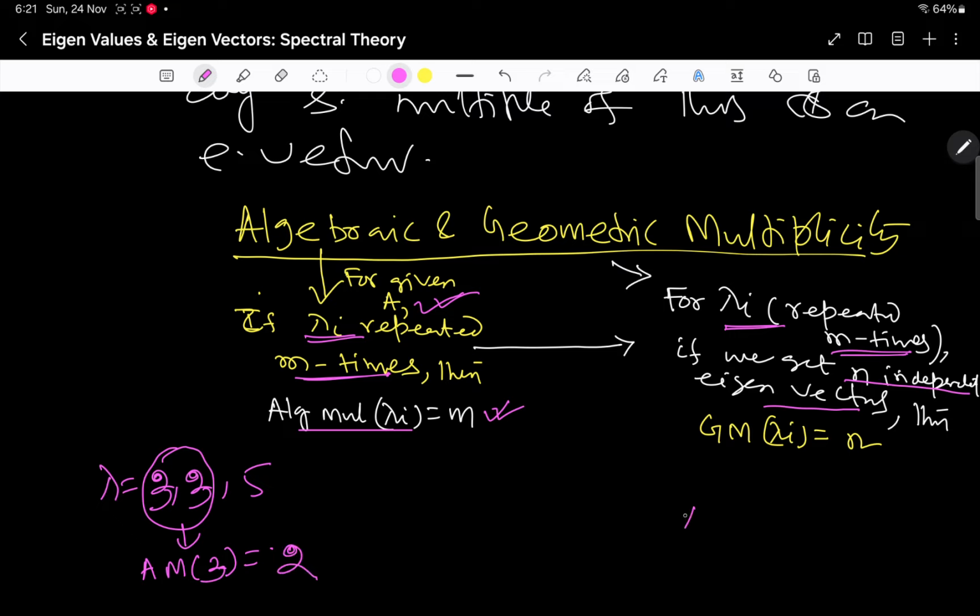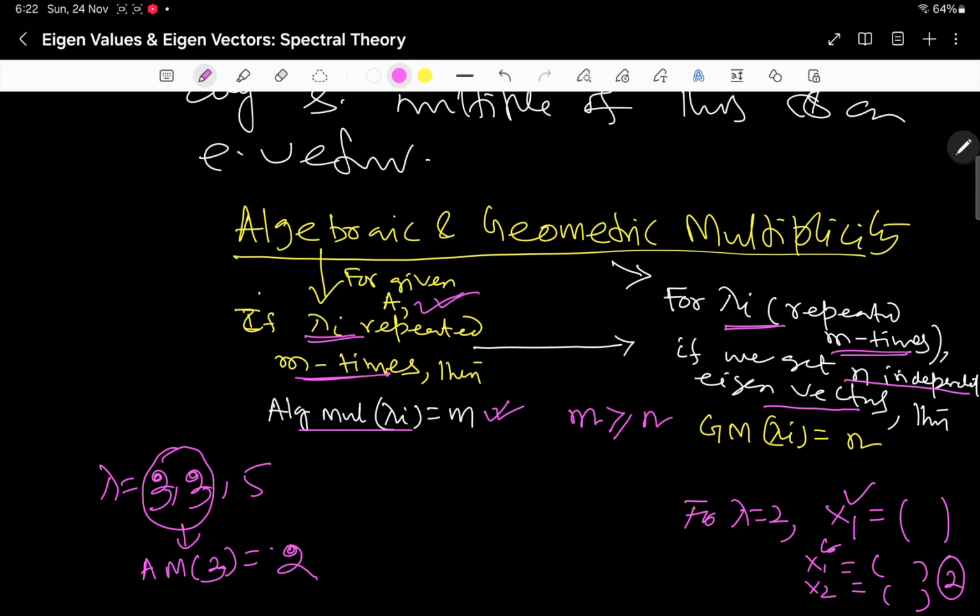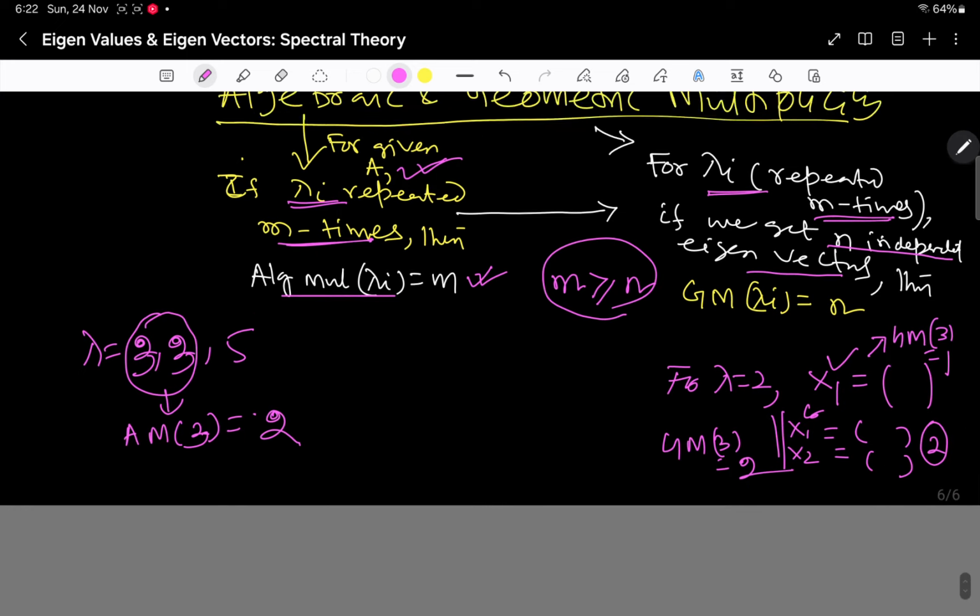Now corresponding to lambda equal to 3, how many vectors may we get? We may get a single vector x1, or we may get x1 and x2. So this may happen. Note that always m is greater than or equal to n. If we are getting only one, then the geometric multiplicity of 3 is equal to 1. If we are getting 2 here, then the geometric multiplicity of 3 is 2.